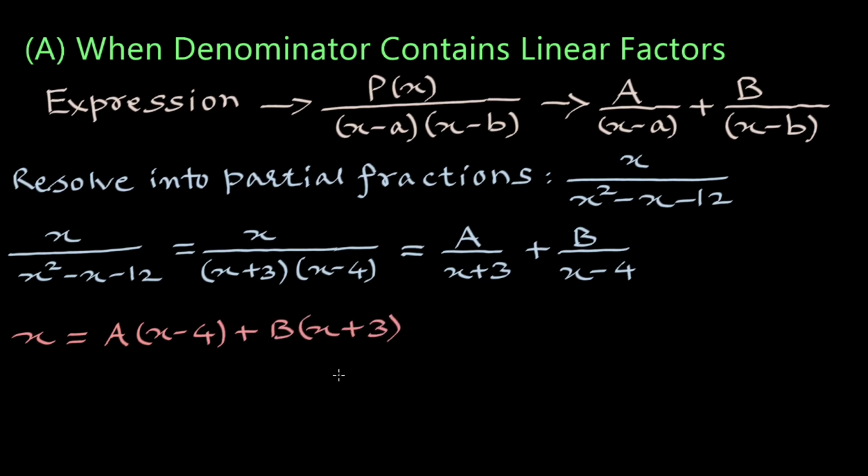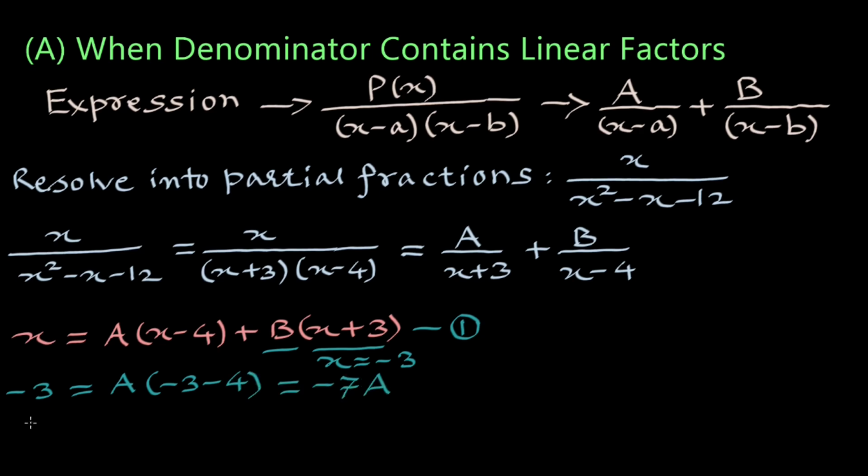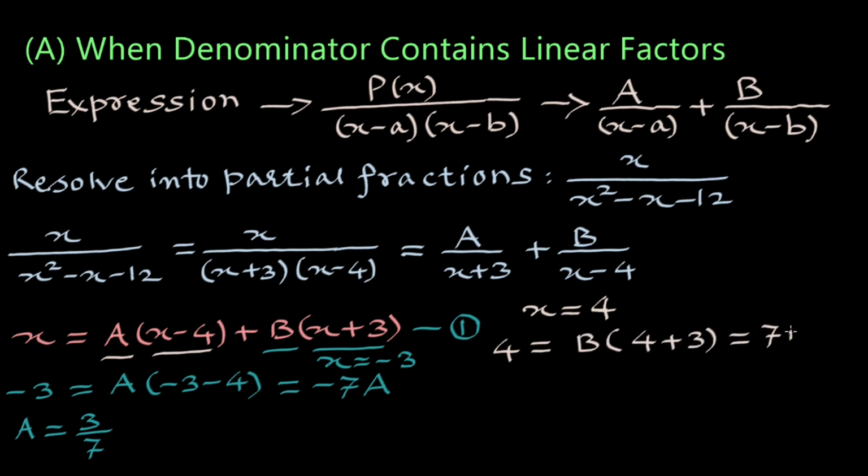Now in order to eliminate B, we will put x equals minus 3. So this expression 1 will become minus 3 equals A into (minus 3 minus 4), minus 7A, and that gives A equals 3 upon 7. Next, to eliminate A, we will put x equals 4. So this makes expression 1 as 4 equals B into (4 plus 3), 7B, and this gives B equals 4 upon 7.